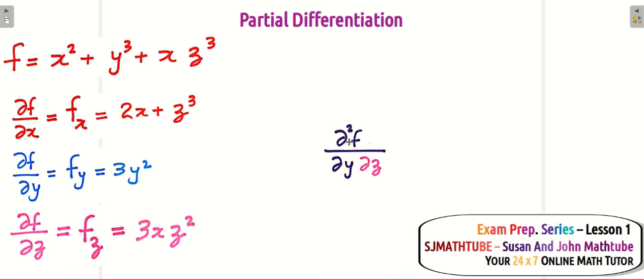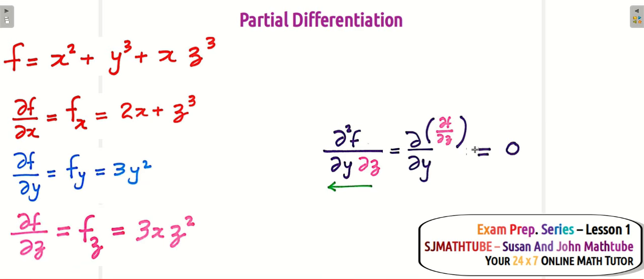Now let's try another possibility. So this symbol tells you we have to differentiate partially, and the order is 2. That means you have to differentiate 2 times. The first time it will be with respect to z. So we have the answer here. And then with respect to y. And I'm not able to see any y over here. So it's a pure constant in this situation. So like before, the answer is 0.